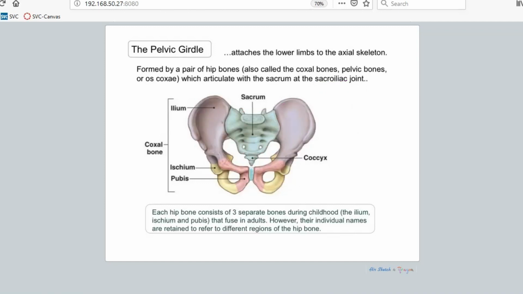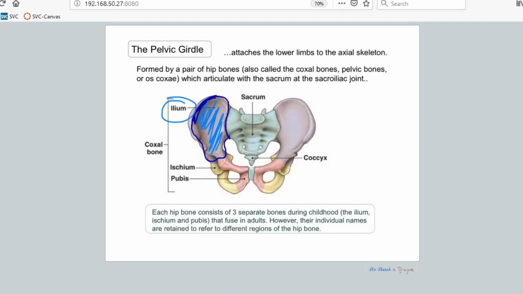Okay. Now you'll notice here that the hip bones are in 3 colors, and that's because during childhood, the hip bone is actually 3 separate bones, and then they fuse together in adults. But the hip bone retains these individual names just so we know what part of the hip bone we're referring to. And specifically, we have this upper region that includes the iliac crest here, and this whole fossa or depression in there, and that's called the ilium.